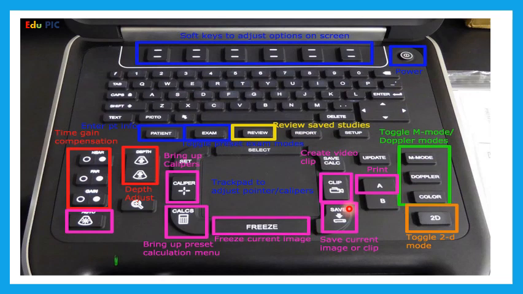Then we have this button to create a video clip, and this to save your clip, freeze to review the current image, and here to bring up the calculator if you need to do any calculation, and this is for calipers or just for measurements. And here you can review your saved study, the whole study, and here you can adjust the depth of the image. Then with this you can adjust the quality of the images, for example the brightness.